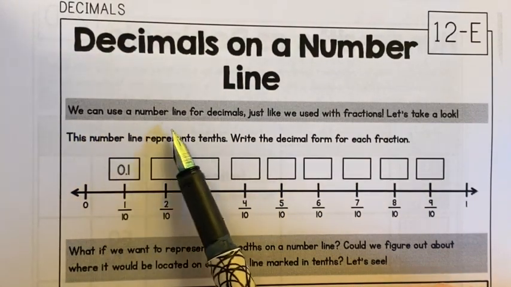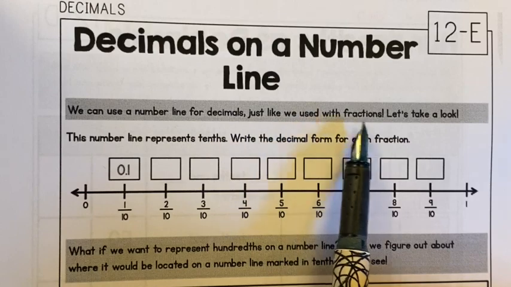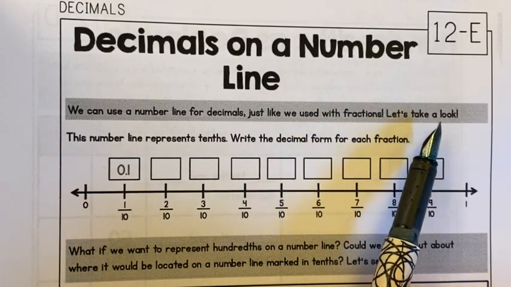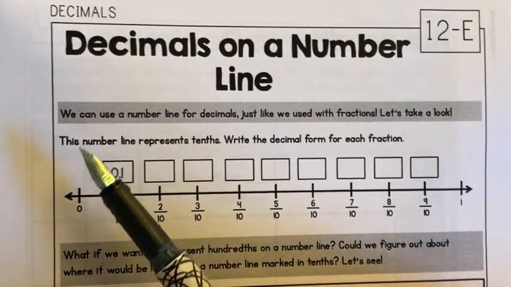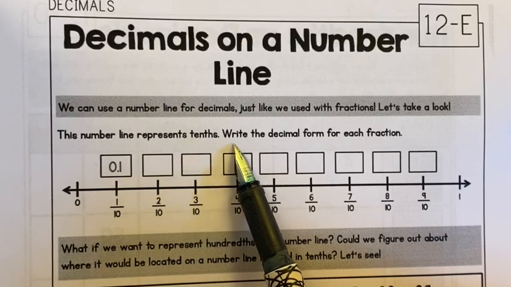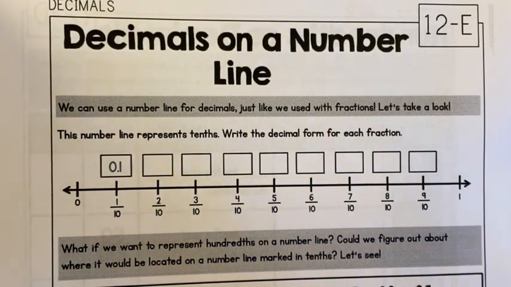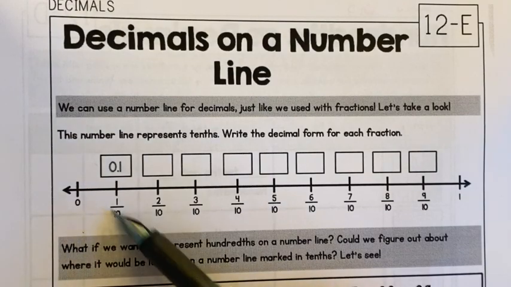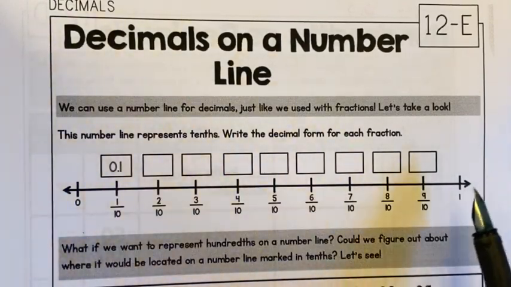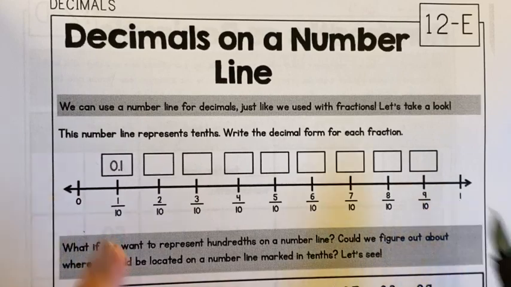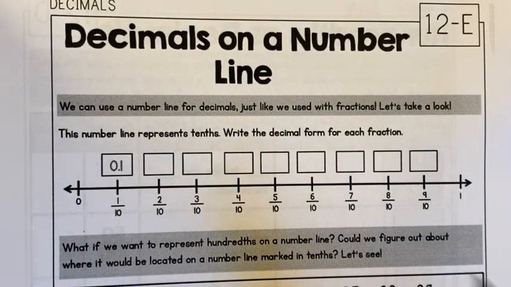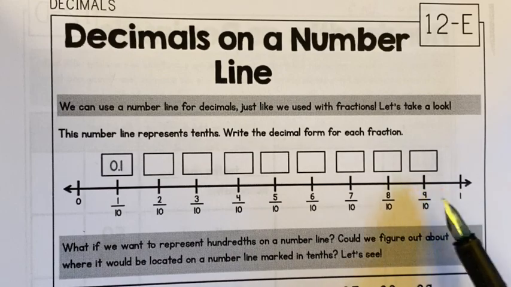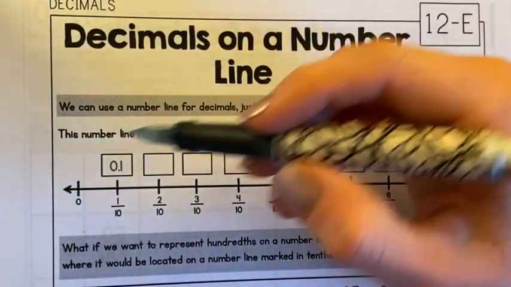So numbers, it says decimals on a number line. We can use a number line for decimals, just like we use for fractions. Let's take a look. So this number line represents tenths. Write the decimal form for each fraction. So again, we did this with fractions way back. I don't know if you remember, but from 0 to 1. So a fraction is less than 1. Always less than 1, otherwise it's an improper fraction, right? So it's less than 1.